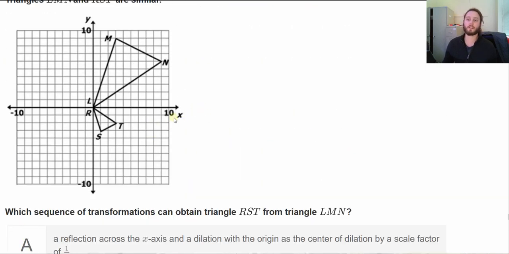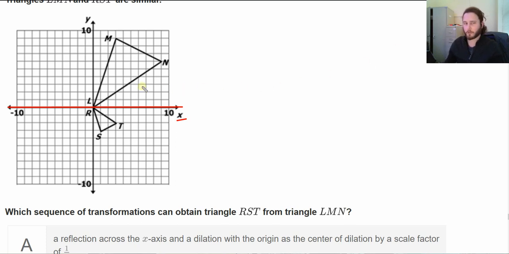We just have to see which axis we are rotating or reflecting this shape over. And it looks like we reflected over the x-axis. So this is a reflection over the x-axis. They took the shape and flipped it over the x, and then they applied a scale factor of 1/3.